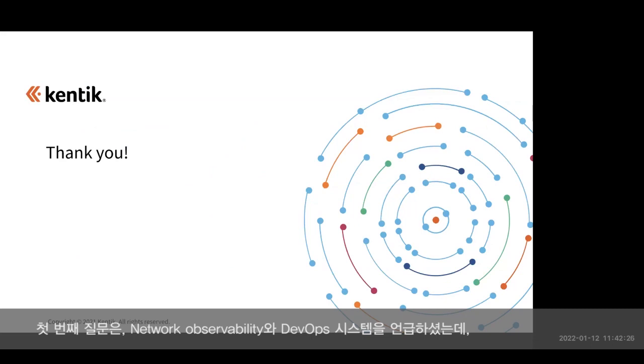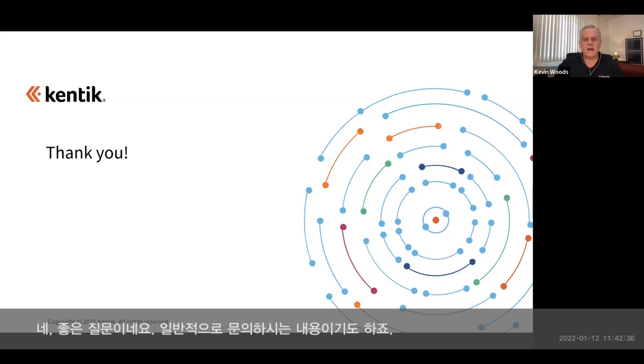So the first question is, you mentioned network observability in DevOps systems. How would that work if there are two different platforms? Okay, that's a good question. Yeah, and a common one.